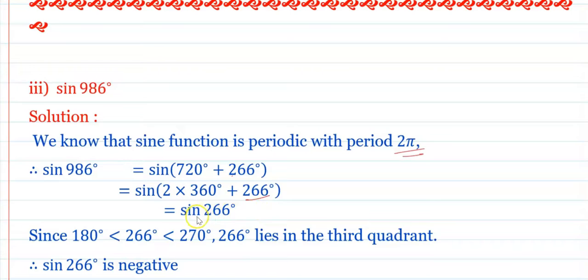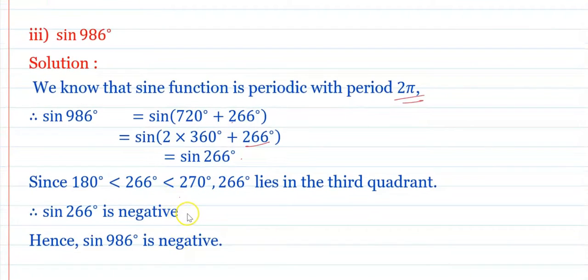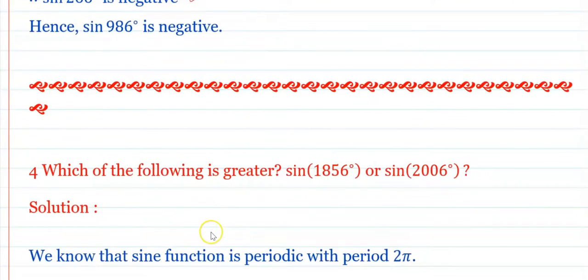And therefore sine of 266, this lies in the third quadrant, and in third quadrant only tan is positive, and therefore sine is negative, and hence the sign of 986 is negative. Okay.